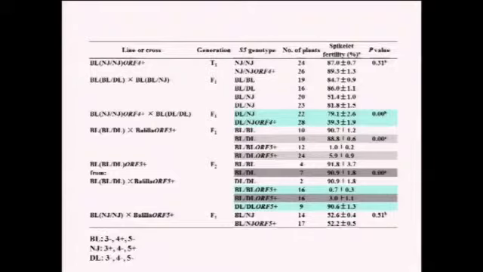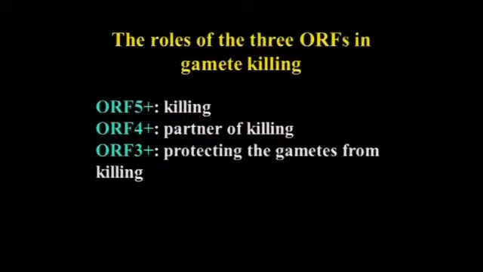So if we compare this one and this one, again, the same story, and this one, the same story. Which means that ORF4 is also important for killing. So the presence of ORF4 together with ORF5 also kills the gamete. So without too much genetic data comparison, basically this is the conclusion we reached: ORF5 initiated the killing, and ORF4 is a partner of the killing, and ORF3 protects the gametes from killing.